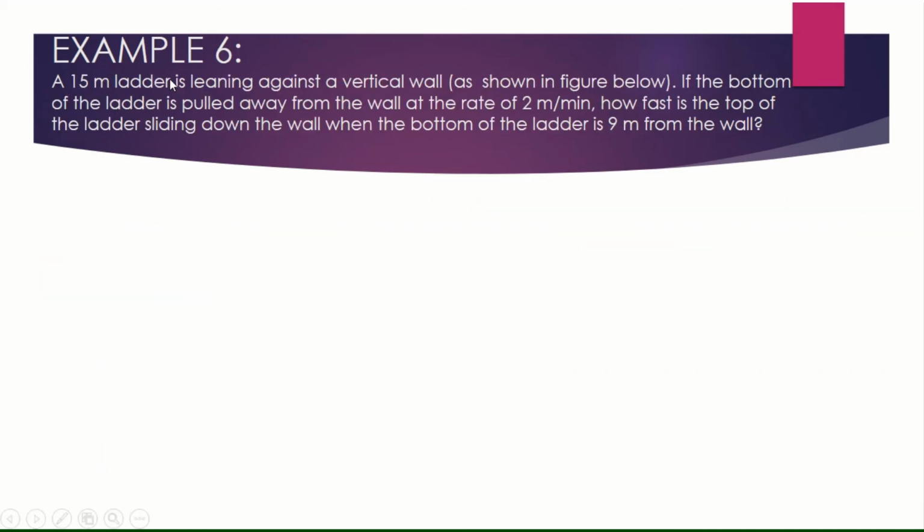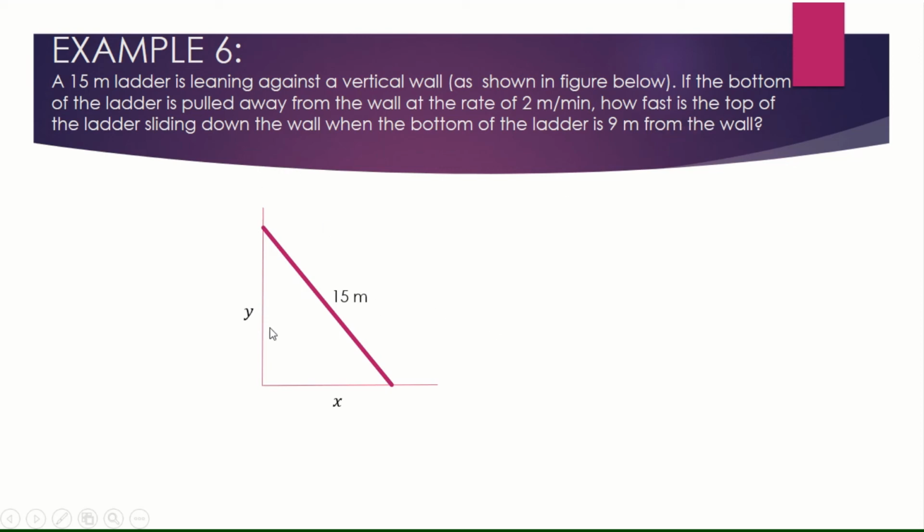Now we go to example 6. A 15-meter ladder is leaning against a vertical wall as shown in the figure below. This is the figure. If the bottom of the ladder is pulled away from the wall at the rate of 2 meters per minute, how fast is the top of the ladder sliding down the wall when the bottom of the ladder is 9 meters from the wall? If we pull away the bottom of the ladder, you can see that the top of the ladder will go down. So we want to find the rate of change of the top of the ladder sliding down.